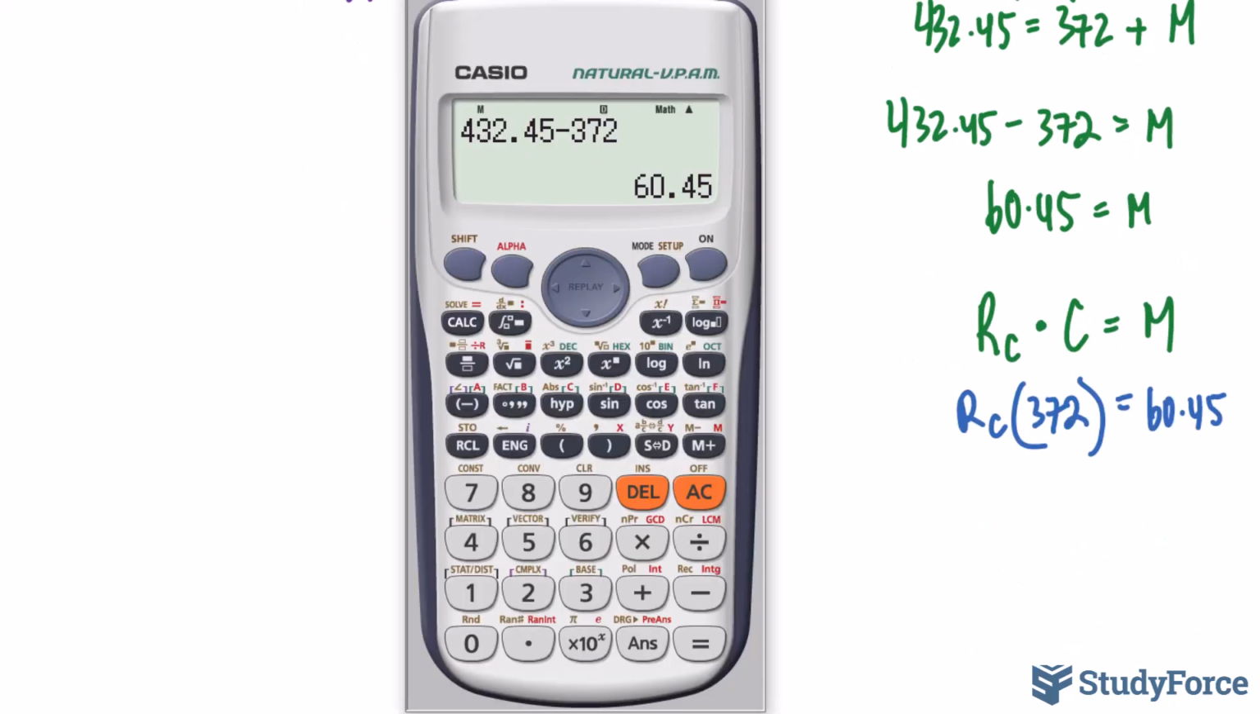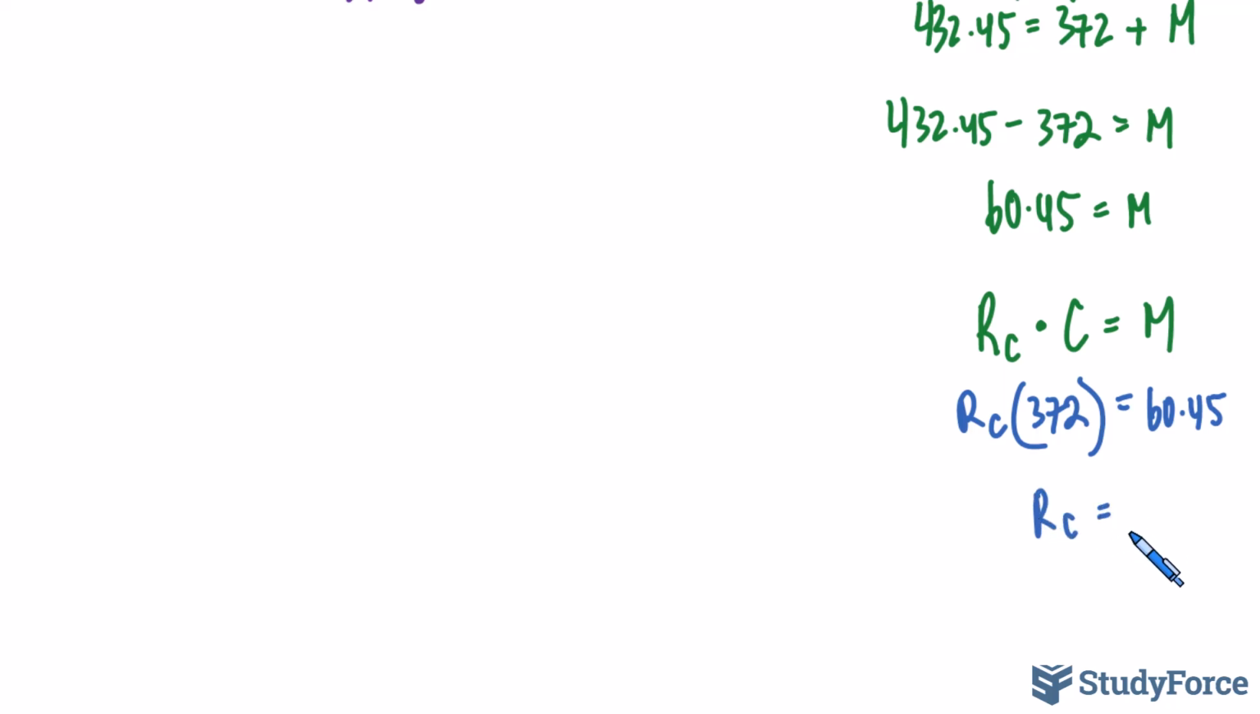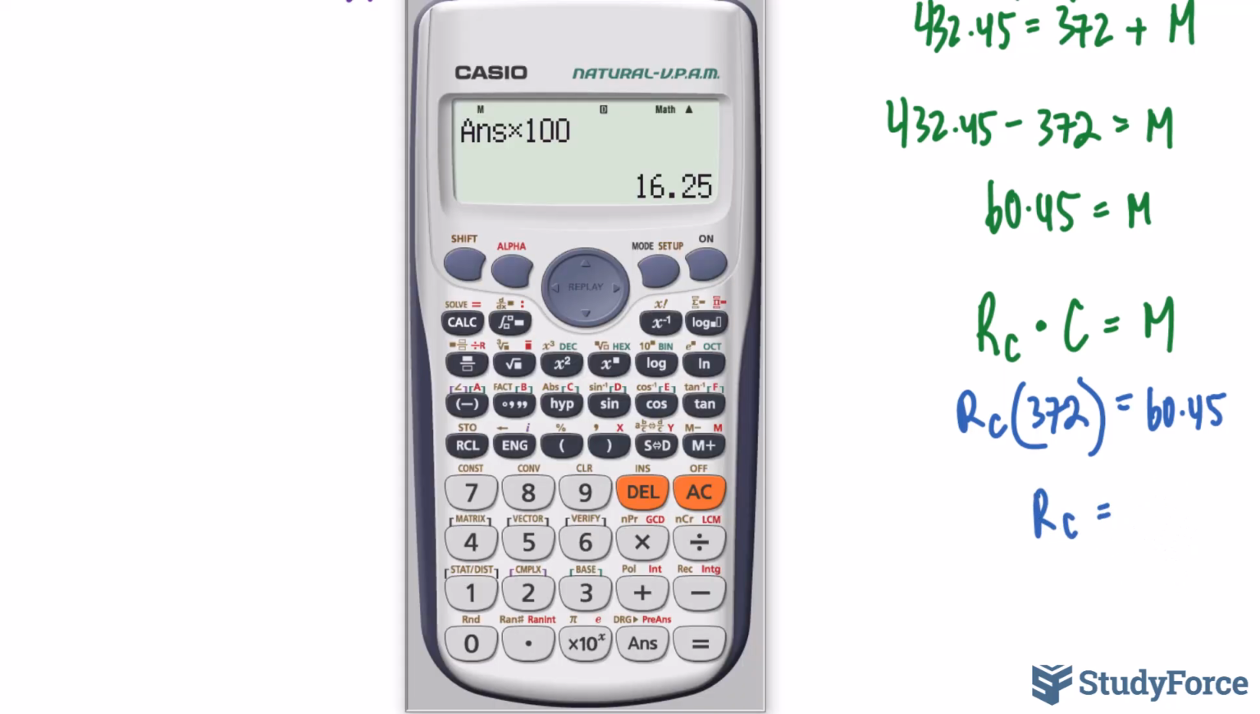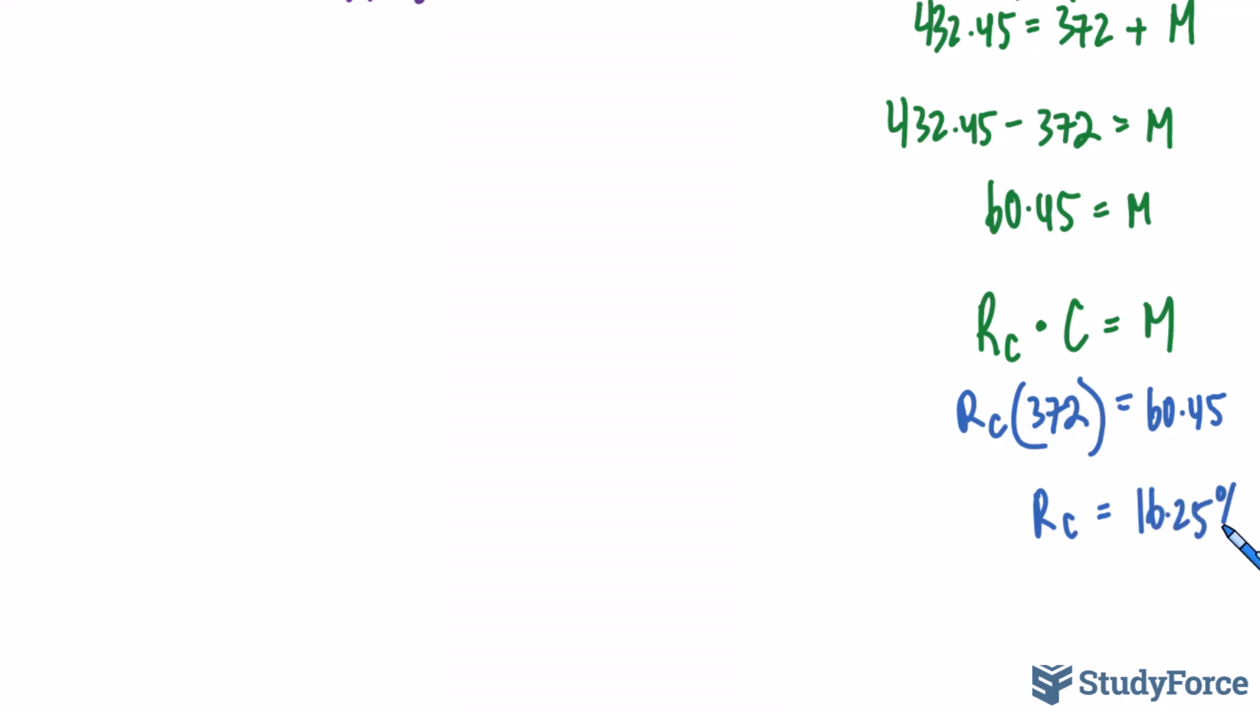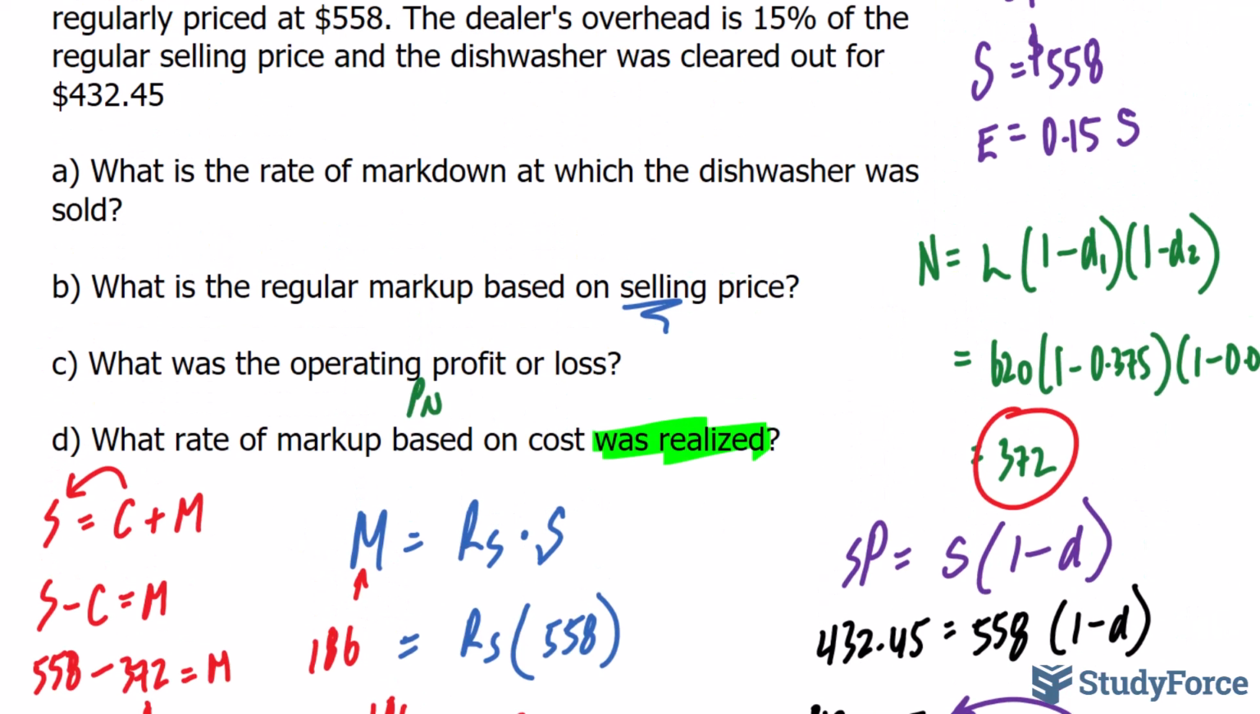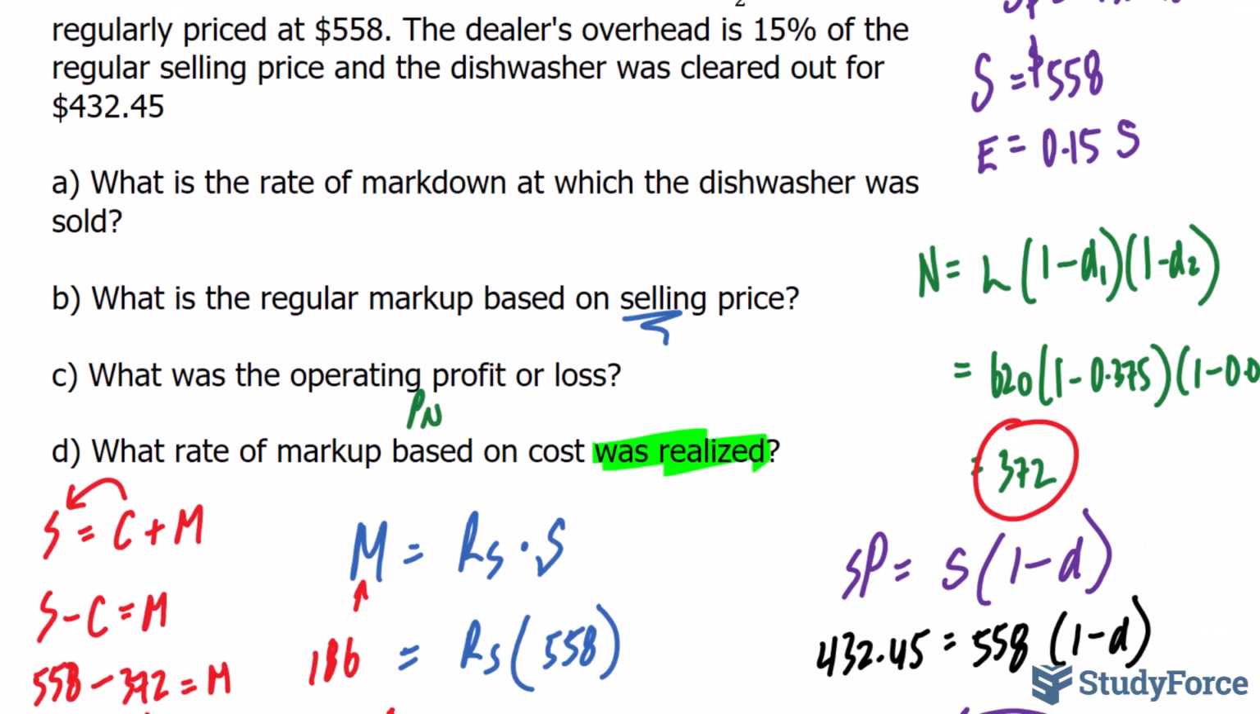If I divide both sides of this equation by 372, we end up getting a rate of markup based on cost after the sale being 16.25%. A few takeaways. It is important that you reread the questions correctly. In question B, it doesn't specifically say rate, but because it says based on selling price, it suggests that we're looking for the rate. And in question D, when you read was realized after a sale has taken place, that means your regular selling price gets replaced with the sale price when applying it into the formula.